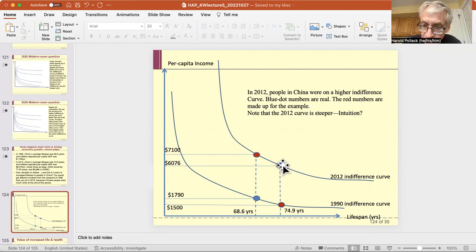You'd have to pay the 2012 person a lot more money to get back to 68.6 on this higher indifference curve than the 1990 person would be willing to pay to get to the 2012 lifespan. If you gave the 1990 person the same level of income over here, and you say, how much would I have to pay you to go back to your original lifespan? Not that much. Just because of the difference in preferences that comes with differences in wealth.